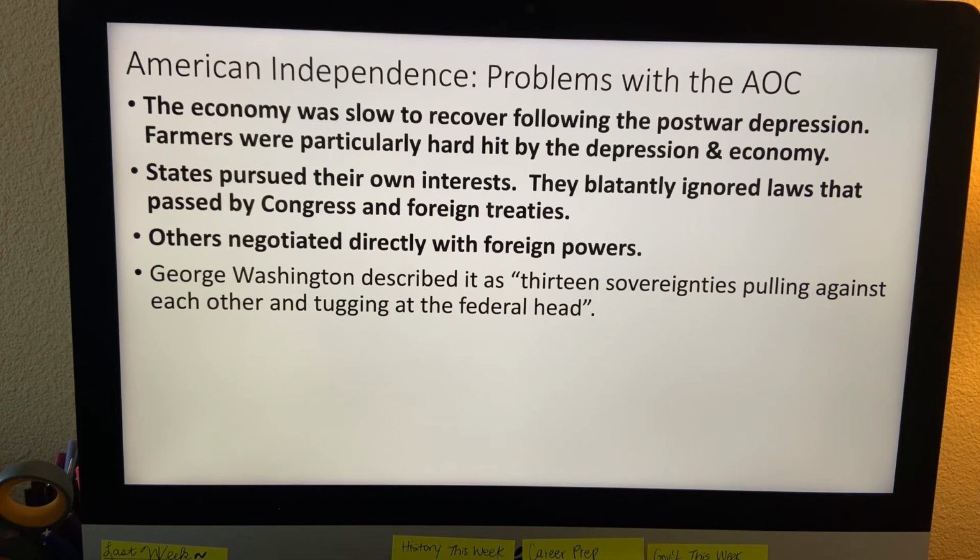States pursue their own interests. They ignore the laws that Congress has set out, and they ignore treaties that they have signed, and they just decide they're going to skip the national government and negotiate directly with foreign powers themselves. Why should they have to deal with the national government when they can do it themselves? George Washington described it as 13 sovereignties that are pulling against one another. So, in other words, 13 different countries who are pulling against each other, and they are tugging at the federal head. They are not getting anything done together as a whole.